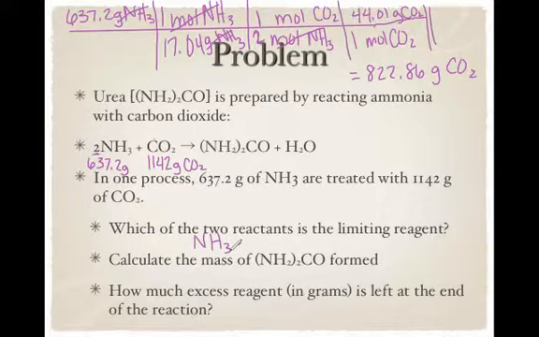Okay. Let's skip this question and go to this question because this is asking about excess reagent. Which ones are excess? Carbon dioxide. And it's saying how much excess is left. How would we figure out how much is left? Just subtract them. 1,142 grams of carbon dioxide, subtract 822.86 grams of carbon dioxide.